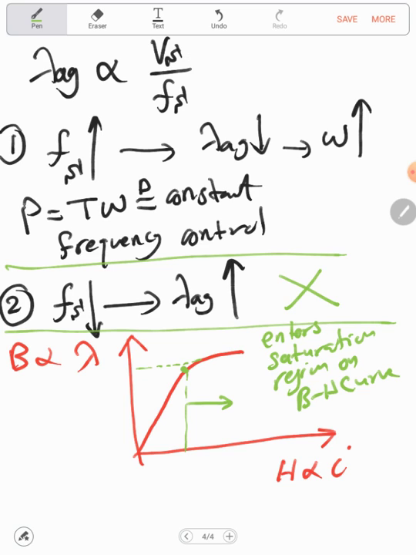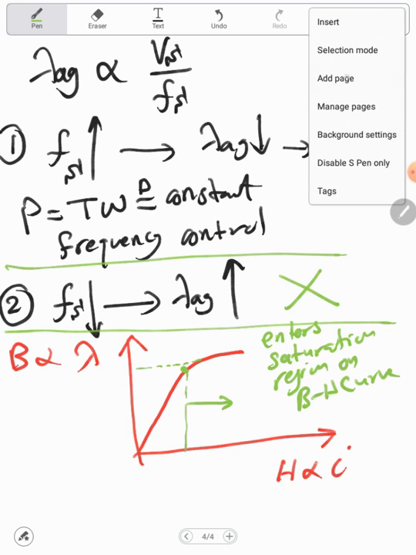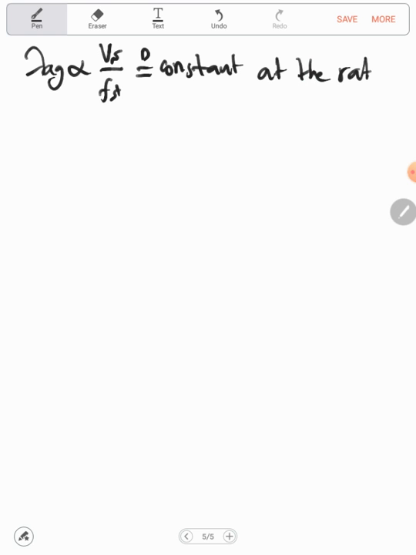So the last choice is to make the flux in the gap, which is proportional to Vs over Fs, constant at rated value, because the machine is designed to behave best at rated value. So simply, this is the idea behind the constant V over F.